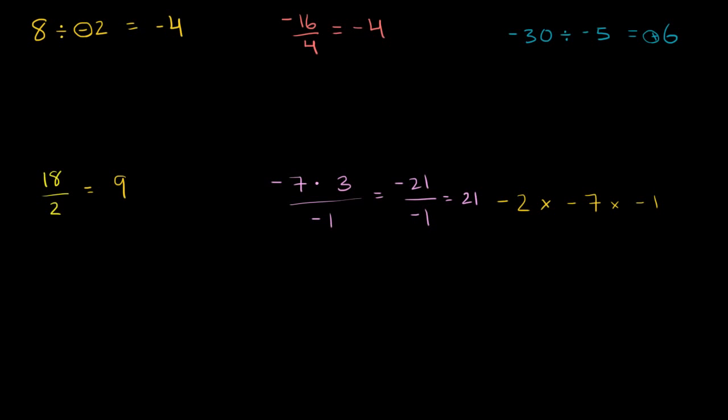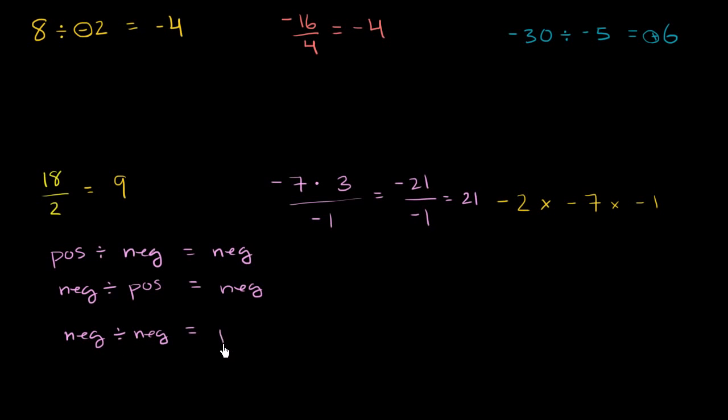Let me write all these things down. If I have a positive divided by a negative, that's going to give me a negative. If I have a negative divided by a positive, that's also going to give me a negative. If I have a negative divided by a negative, that's going to give me a positive. And if I have, obviously, a positive divided by a positive, that's also going to give me a positive.